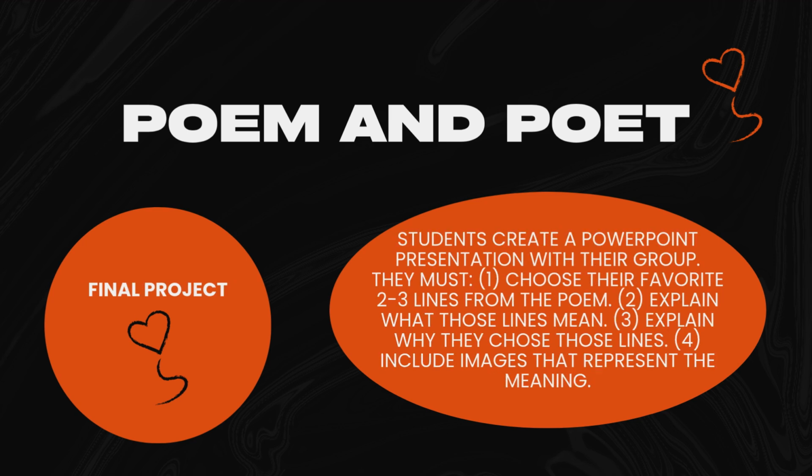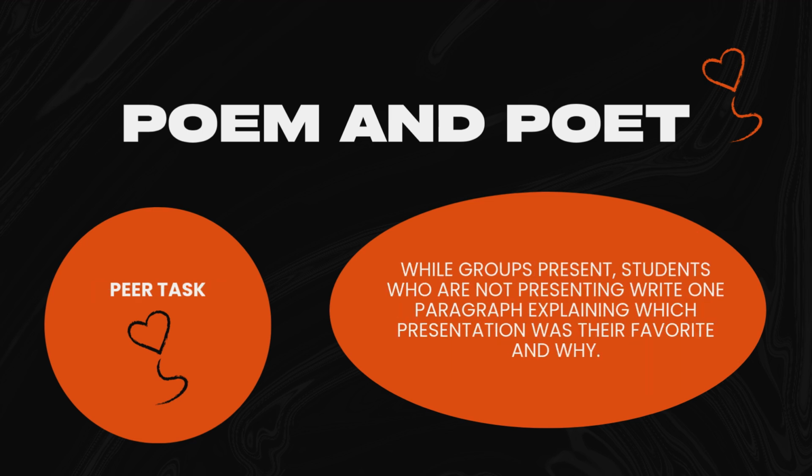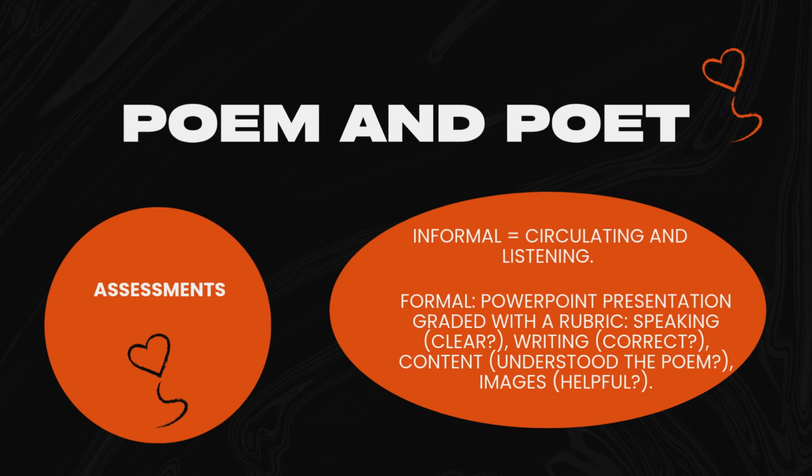Final project: students create a PowerPoint presentation with their group. They must: 1. Choose their favorite 2 to 3 lines from the poem. 2. Explain what those lines mean. 3. Explain why they chose those lines. And 4. Include images that represent the meaning. Peer task: while groups present, students who are not presenting write one paragraph explaining which presentation was their favorite and why. Now let's talk about the assessments.